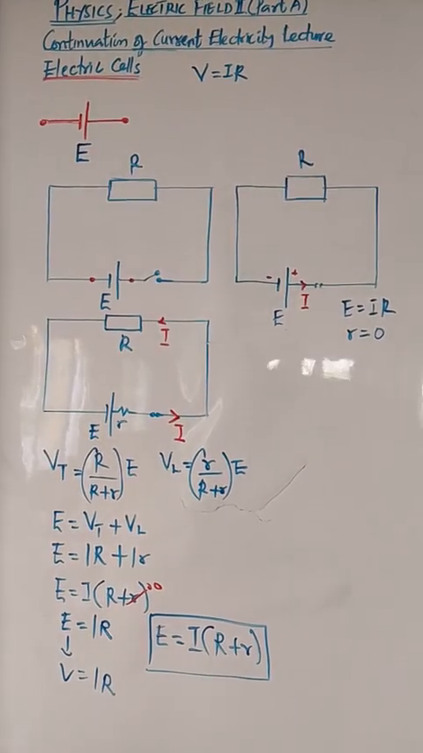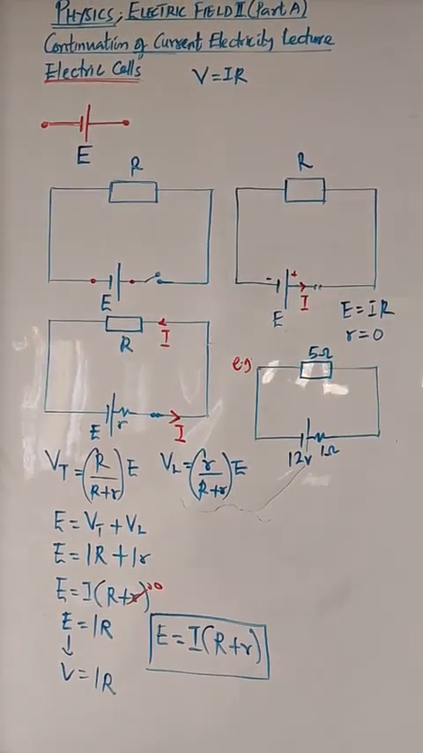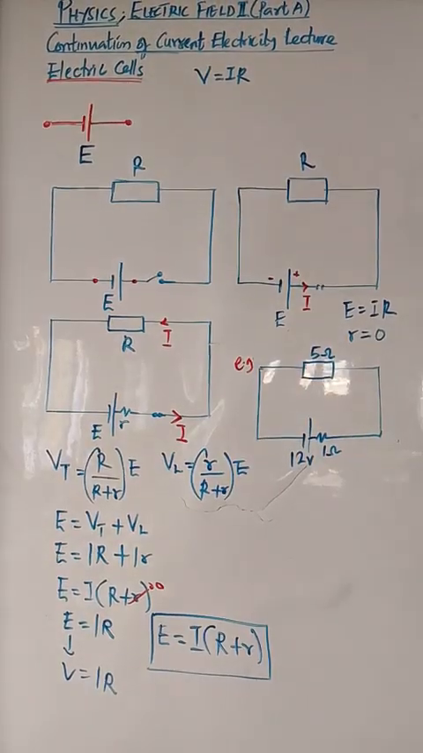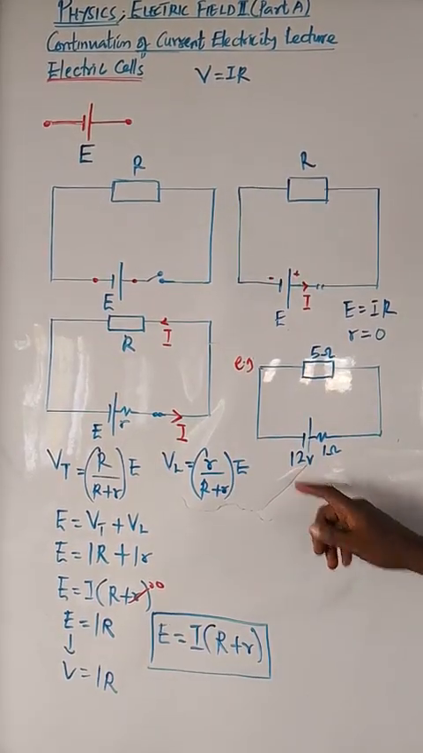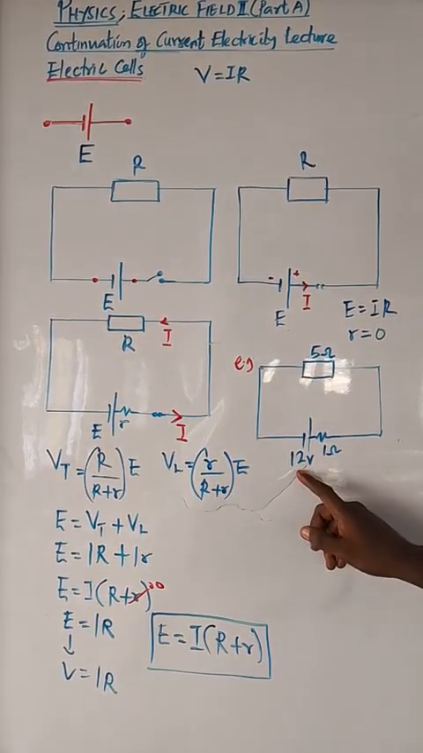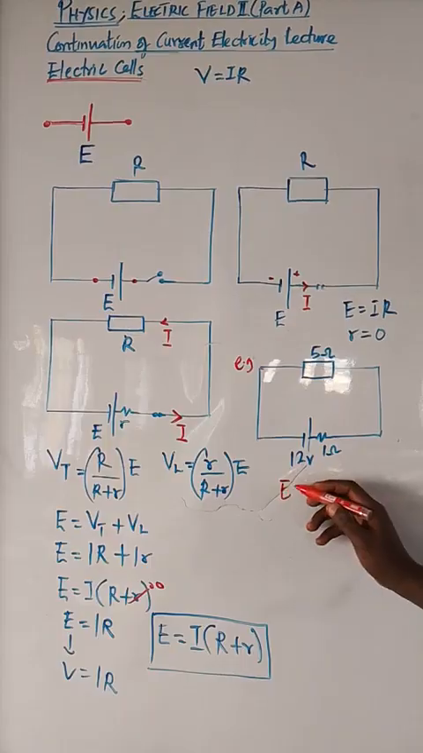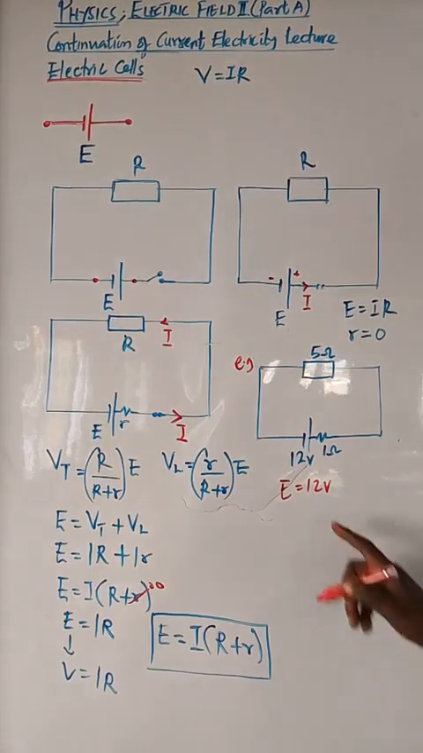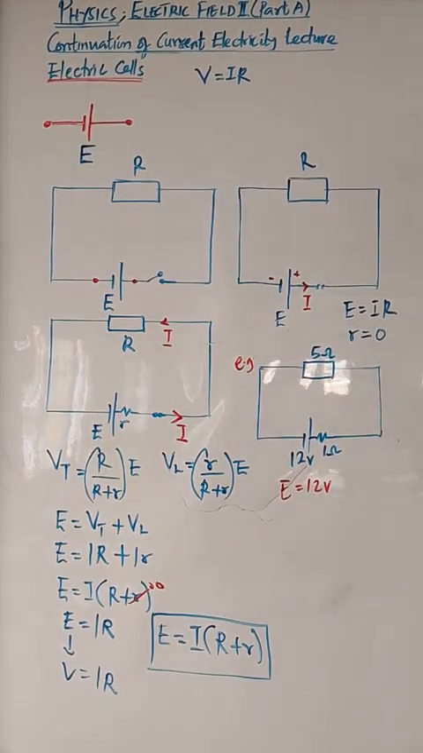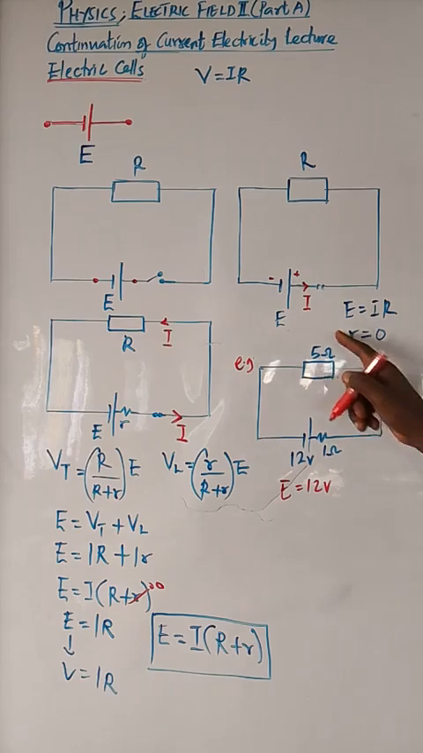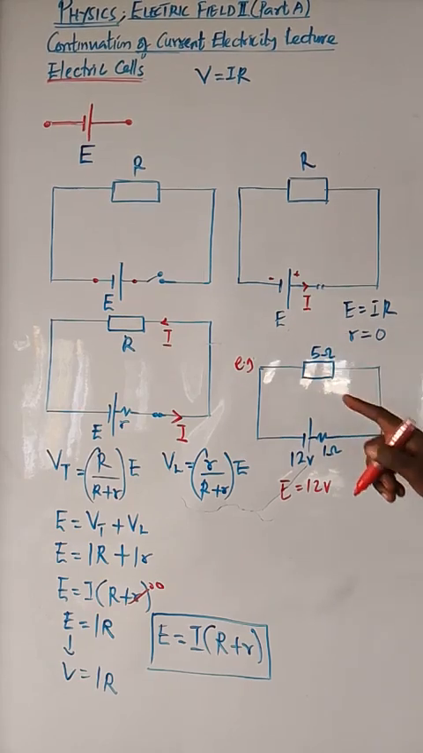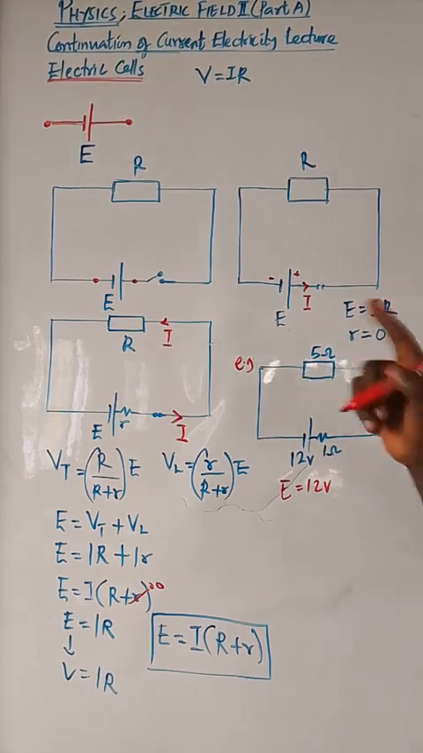Let's give an example. For example, let's consider this single circuit. This battery has an EMF of 12 volts. We are not going to call it V again, we'll call it E. So the EMF of the cell is 12 volts. And normally this 12 volts is what is meant to be supplied to these 5 ohms. But the voltage supplied to this one will not be 12 again.